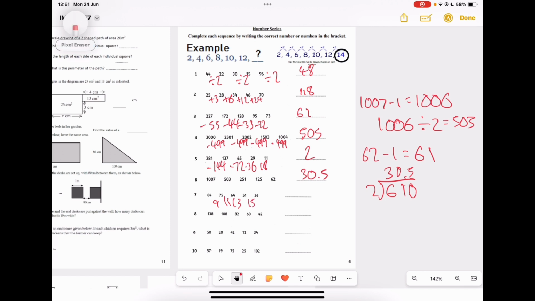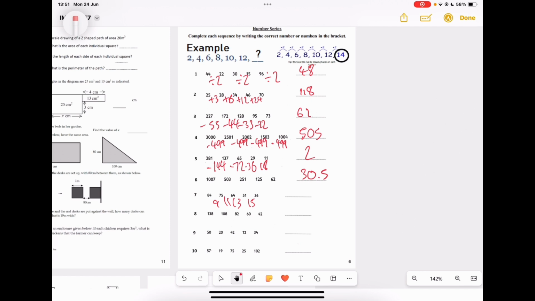So what we're going to do is we'll have a subtraction of 17. So 36 minus 17. So 2, 1, and then 3, and then 9, and then 1. So the answer to question 7 is going to be 19. Then question 8. So we have 138, 108, 82, 60, and 42.